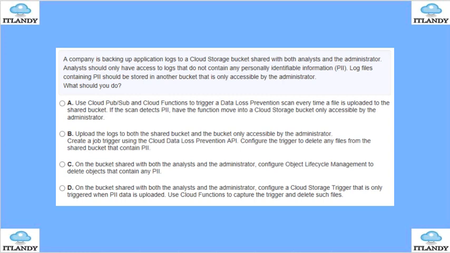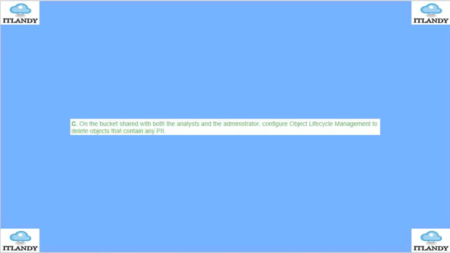Or, on the bucket with both analyst and admin, configure a Cloud Storage trigger that only triggers when PII data is uploaded. Use a Cloud Function to capture the trigger and delete such a file. This one sounds correct as well. However, the one previously has out-of-the-box lifecycle management rather than me creating functions, which require some dev activity. It is correct, but the other one has less complication. Let's have a look. The answer is C: on the bucket shared with both analyst and the admin, configure object lifecycle management to delete the objects that contain PII information.